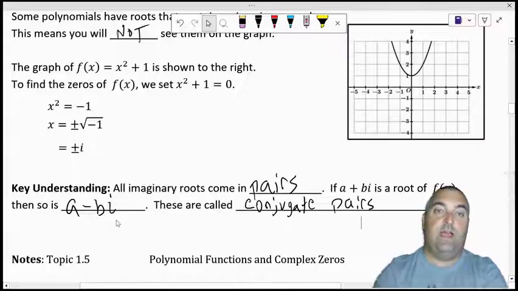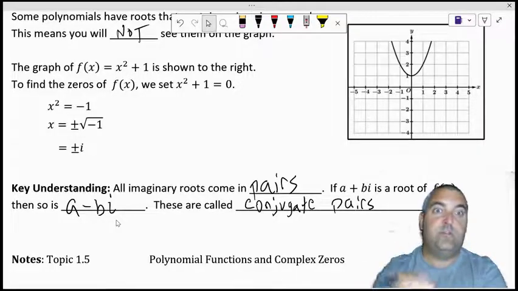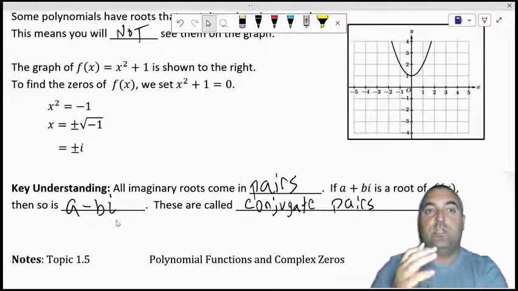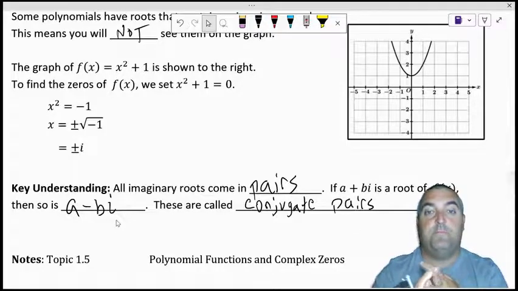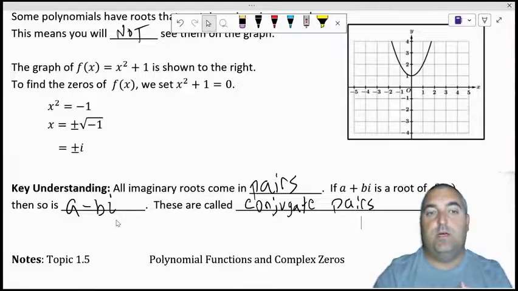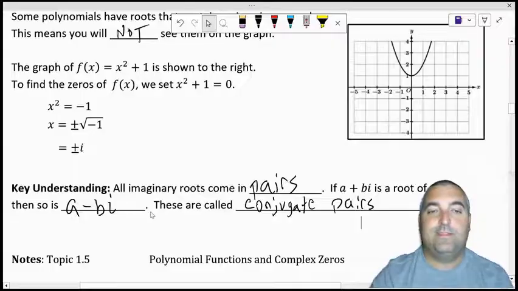So again, if you have an x to the third power, or degree 3 polynomial, you know that there should be 3 zeros. If you have one real, the other 2 have to be imaginary. You'll never have just one imaginary zero. It always comes in pairs.